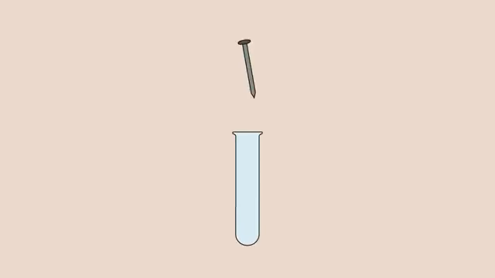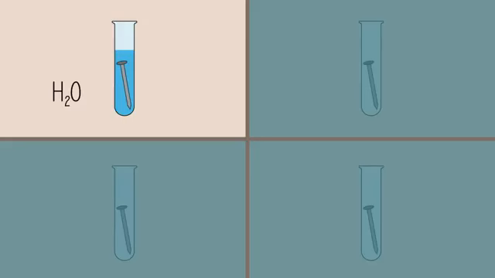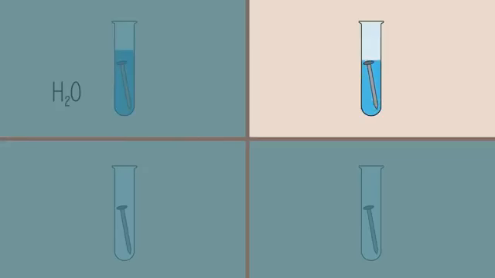Place an iron nail in 4 test tubes. Fill one with regular tap water until the nail is submerged. Fill another with regular tap water and add half a spoonful of sodium chloride, regular table salt. Shake from side to side to ensure that sodium chloride fully dissolves.